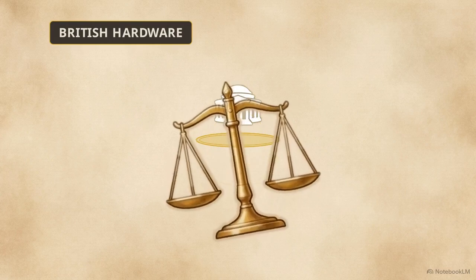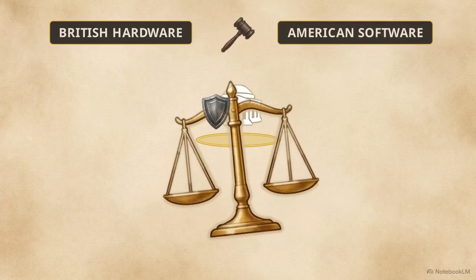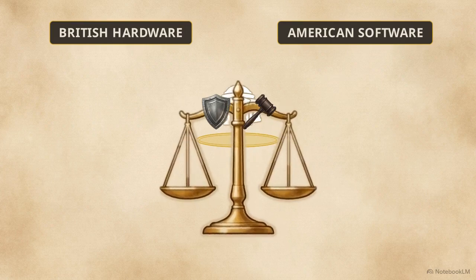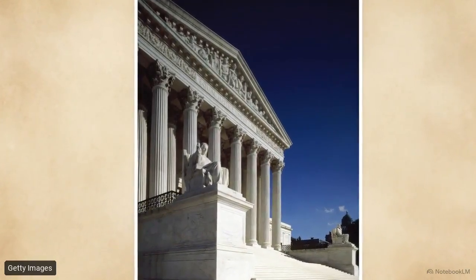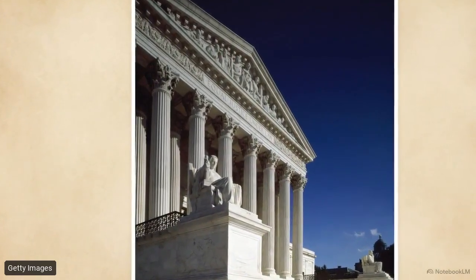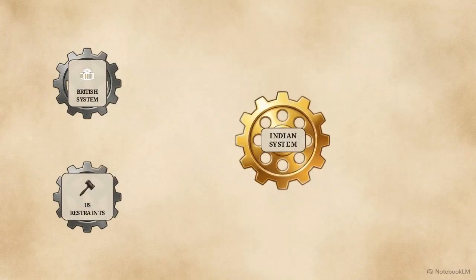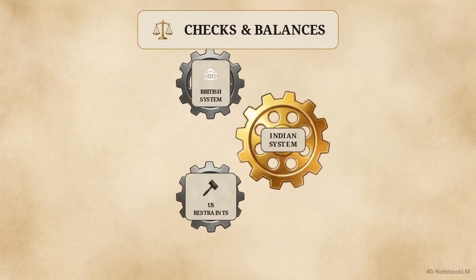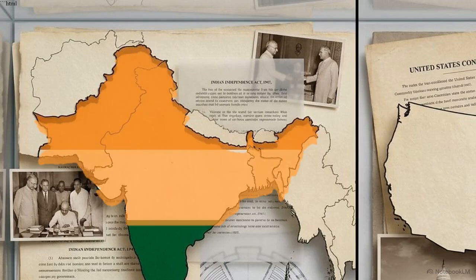To restrain that power, they imported American software, fundamental rights, and judicial review to keep lawmakers in check. Judicial review acts as the Supreme Court's superpower. If the Parliament drafts a law that violates the Constitution, the court has the authority to strike it down. By crossing British parliamentary power with American legal restraints, India engineered a bespoke system of checks and balances calibrated to its specific needs. Then there was the geographic reality.